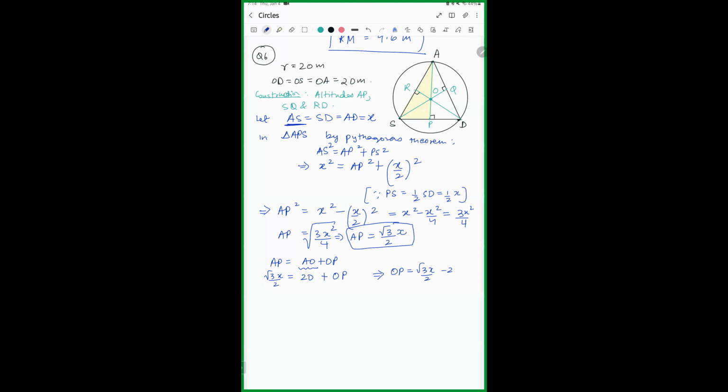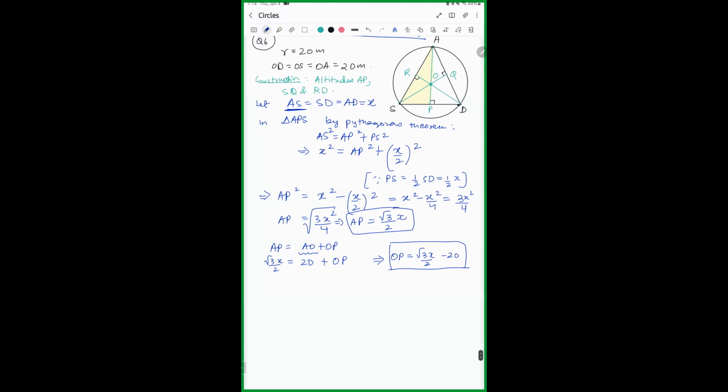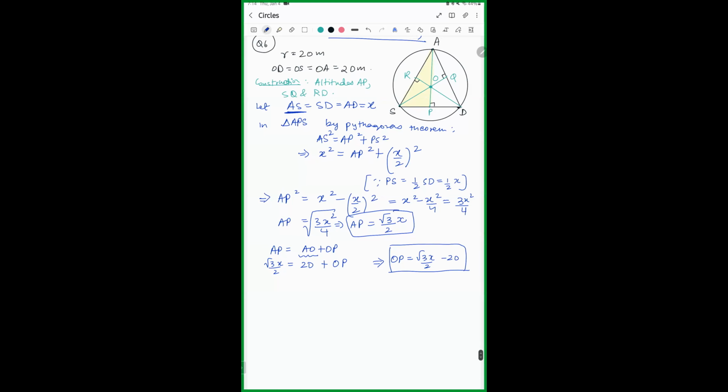So this is something that we're going to have to remember. So I'm just going to put it in a box here. Okay. Now this question has multiple steps. It has multiple things that you need to do in this. So for this question, you have to get a lot of practice. Okay. So OP is equal to root 3x by 2 minus 20.